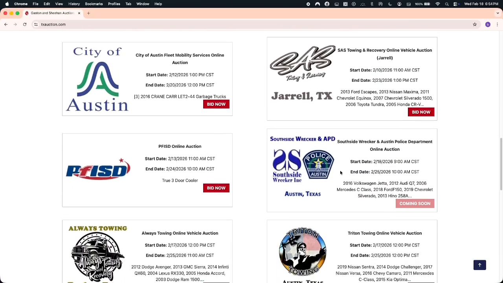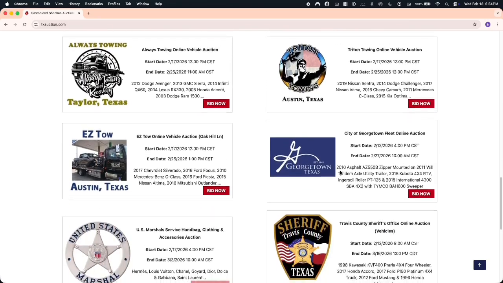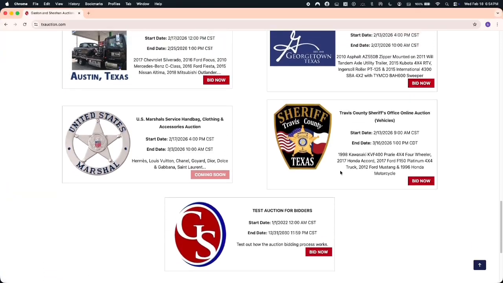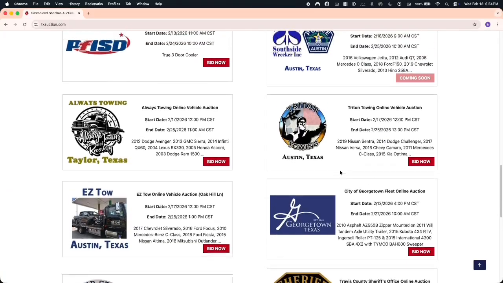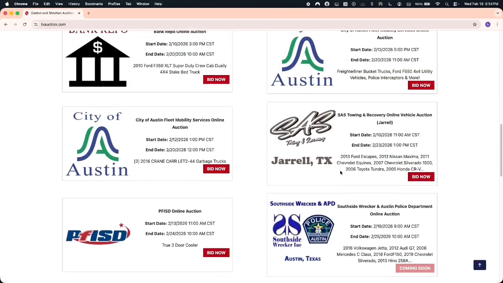Now, here's how it works in simple steps. Step one, understand how Texas does it. Texas is a tax deed state, not a traditional tax lien state. That means you're usually bidding on the actual property at a foreclosure auction, not just the tax lien.